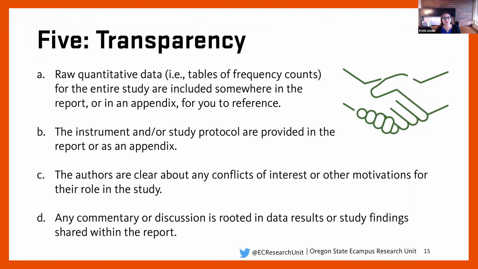So in A, we talk about raw quantitative data. Tables of frequency counts for the entire study should be included somewhere in the report. And in some cases, you might find these things in an appendix. And that's for your reference, so you can really get a sense of who has responded to what item and how they have responded. And that's one way to be very transparent.